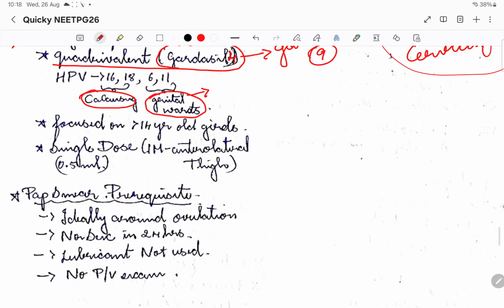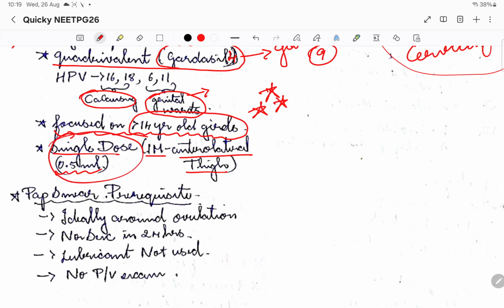This is a previous year question, it was asked in 2025. We are focusing on girls more than 14 years old. A single dose is given IM in the anterolateral thigh. Basically, the pentavalent, hepatitis B and pneumococcal vaccines are also given in the anterolateral thigh, right? In the same way, this is also given in the anterolateral thigh. The dosage is 0.5 ml, a single dose injection.